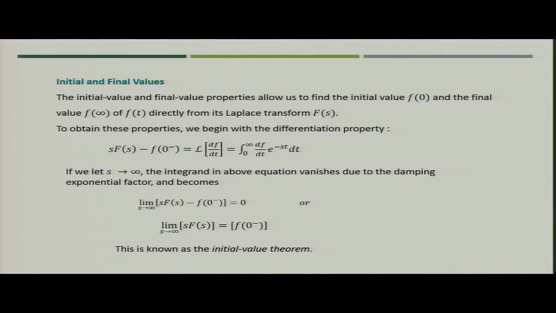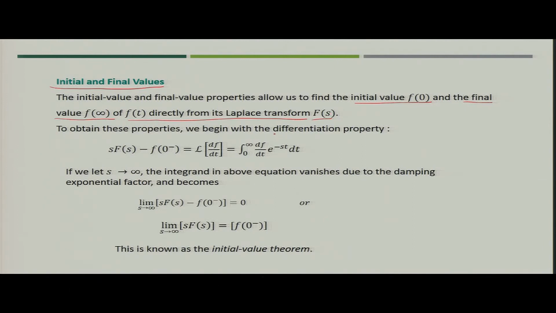Now, let us talk about two important properties, that is the initial value and final value theorems. These two theorems are very important in finding the initial and final values of a function. That means they allow us to find the value of the function at time t equal to 0 and the value of the function at infinity, and we can find these two values directly with the help of the Laplace transform of f(t), that is F(s). How do we get this? Let us try to understand.